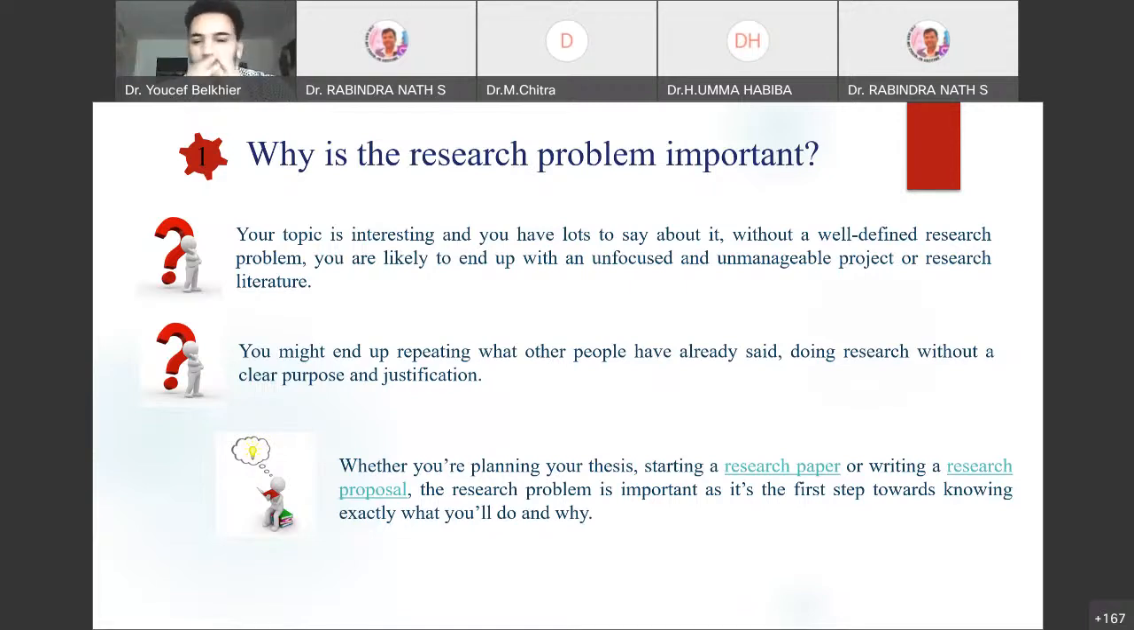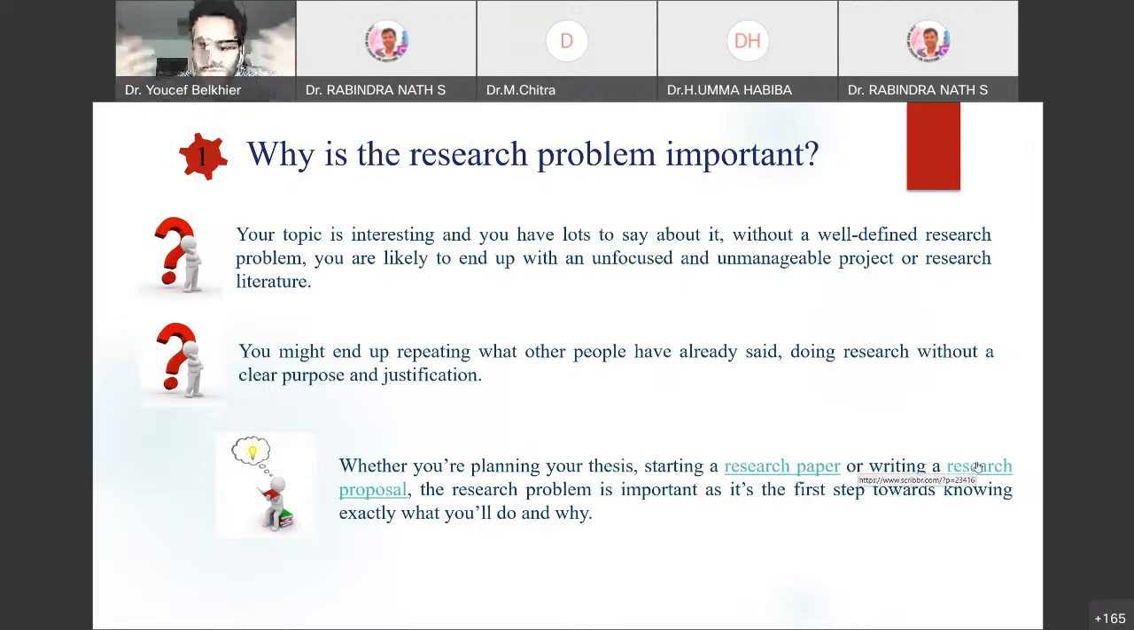The first important step to write a paper or to start a research topic is that you should have a problem to resolve or something to discuss. You should make contributions to the scientific community by finding problems which have not been resolved or have not been discussed by other researchers or other scientific communities. So your topic is interesting and you have a lot to say about it.